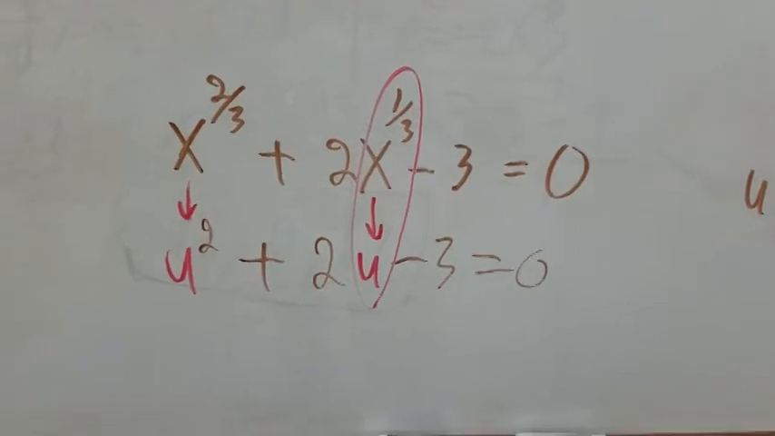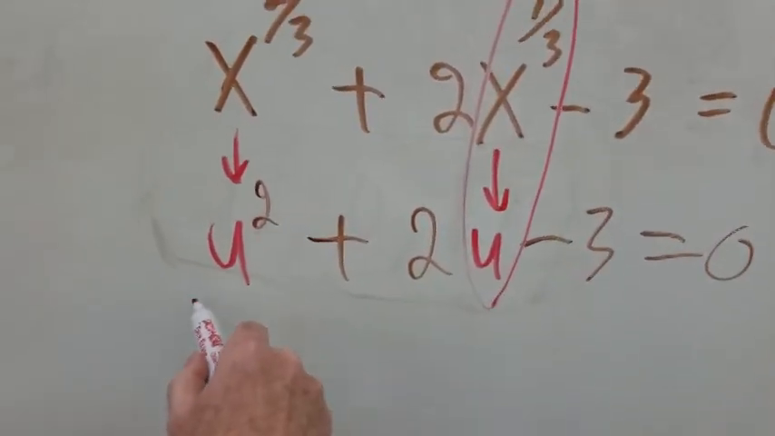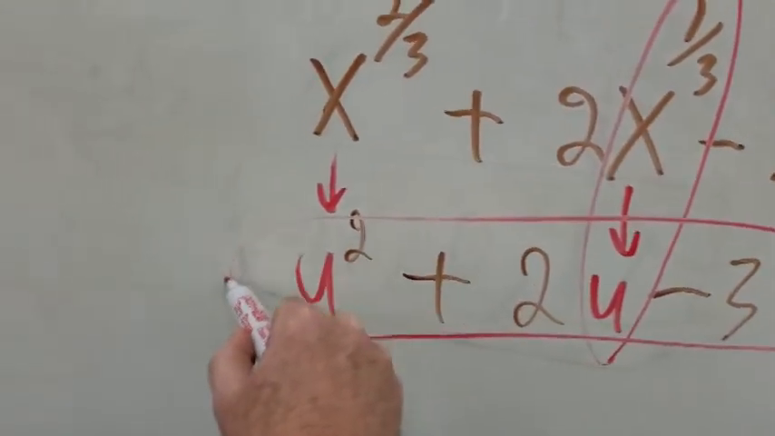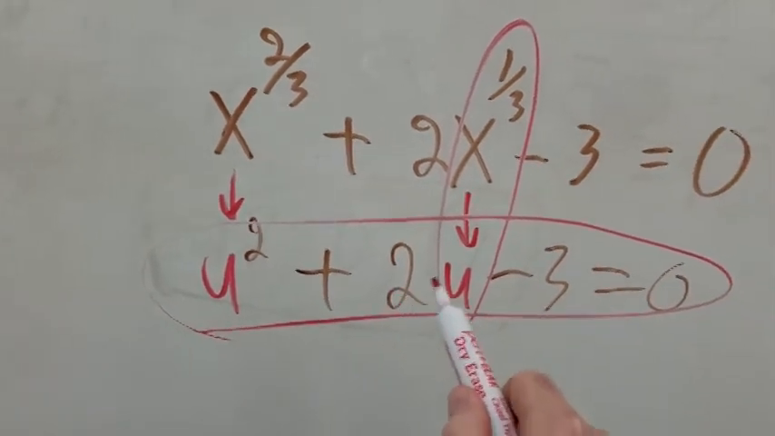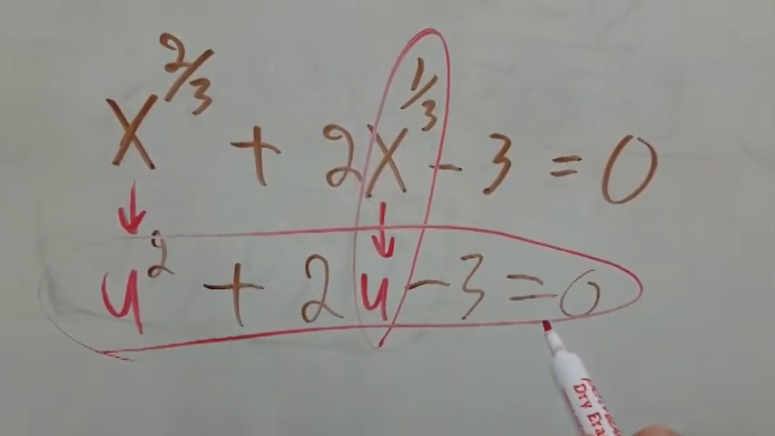And what's the equation? Here it is right here. Here's our answer right here. u squared plus 2u minus 3 equals 0.